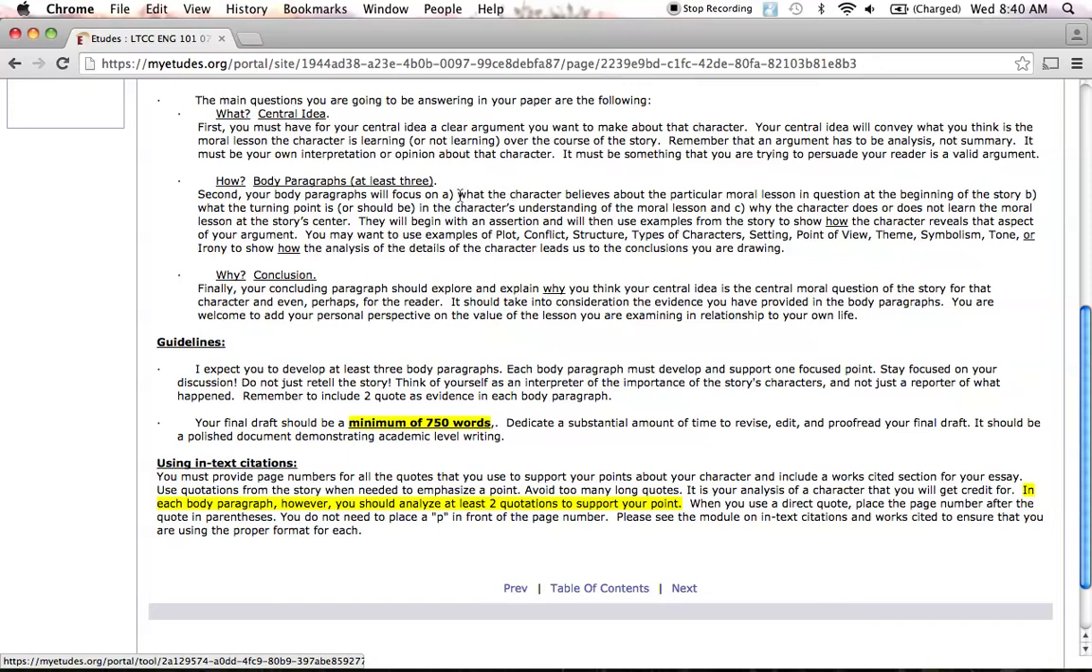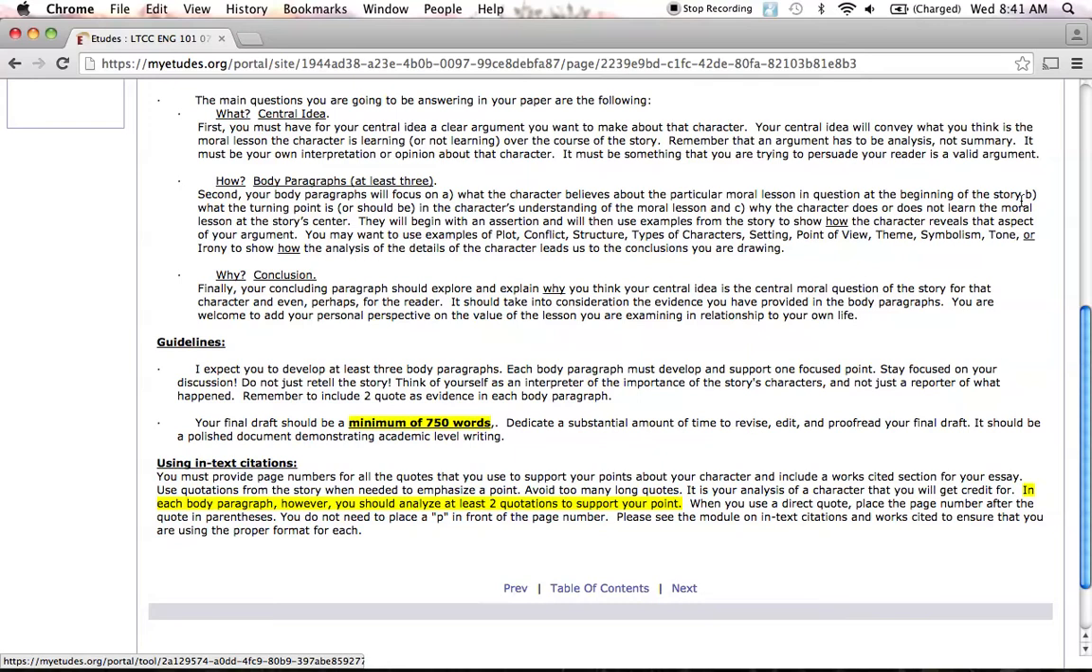The first body paragraph is going to be about what the character believes about the particular moral lesson in question at the beginning of the story. In other words, your first body paragraph is going to focus on your character in relation to that lesson to be learned at the beginning of the story. Now, if he or she needs to learn a lesson, then they probably don't have that lesson mastered at the beginning of the story. So you're going to be searching for evidence that shows that he or she is not perfect in that understanding of that lesson at the beginning of the story.